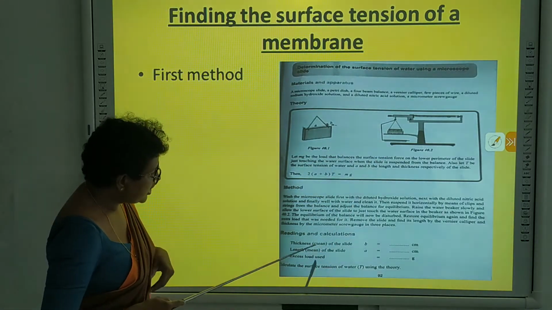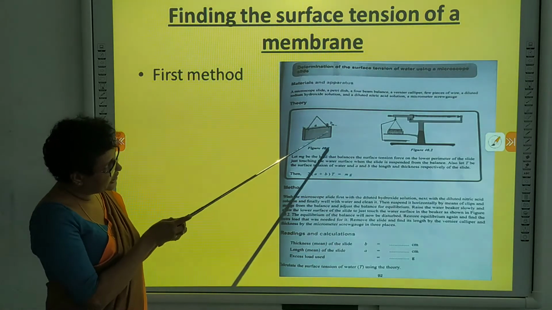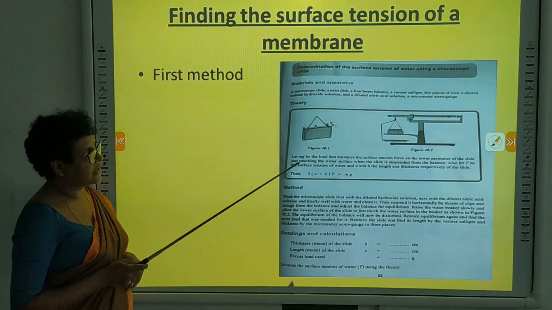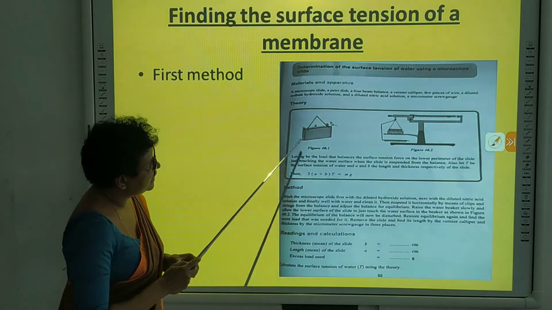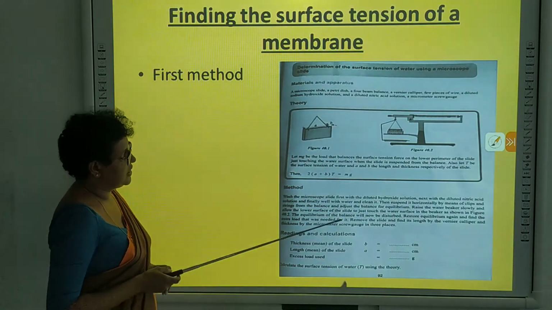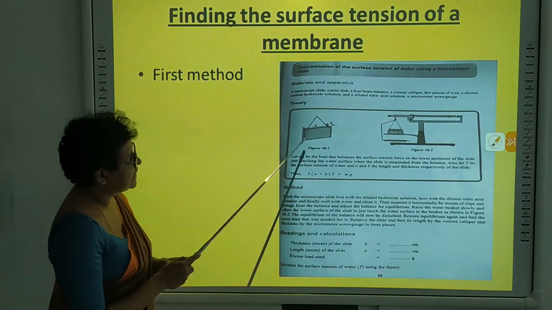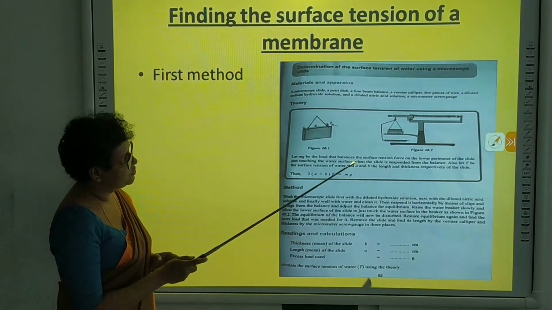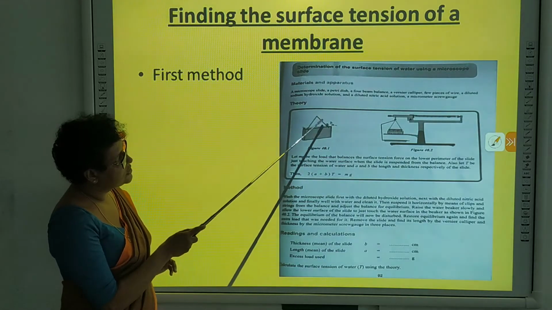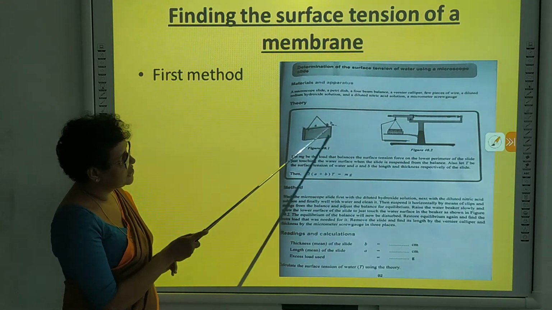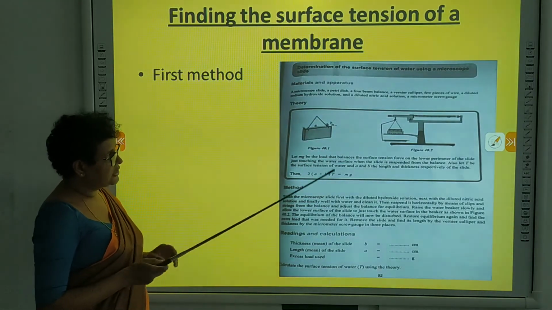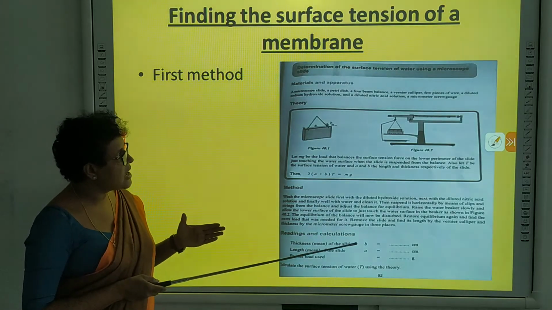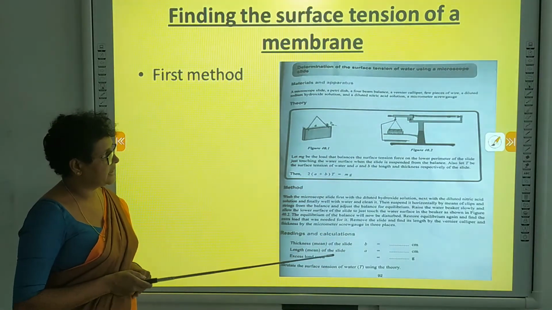Now you want to measure the thickness B, the thickness of the microscopic slide, and you want to get the length of it also. So you have to use a vernier caliper to measure the length to be more accurate, and you have to use a micrometer screw gauge to measure the thickness, right? You take a few measurements and get the average to be more precise, right?